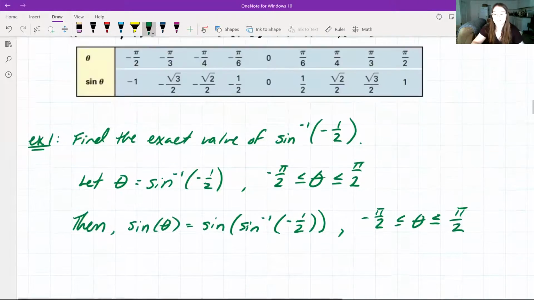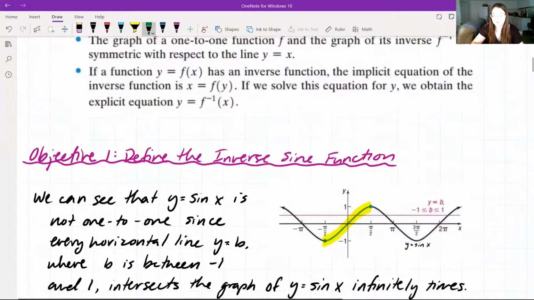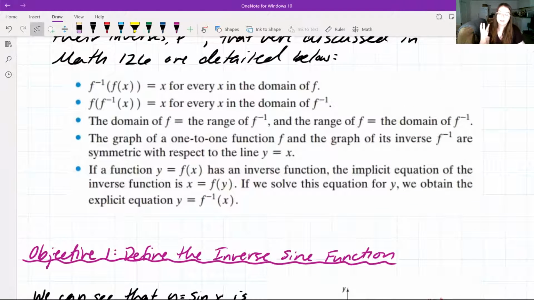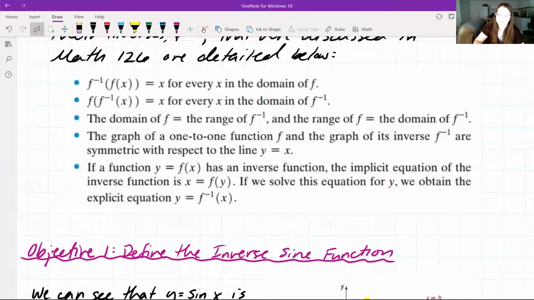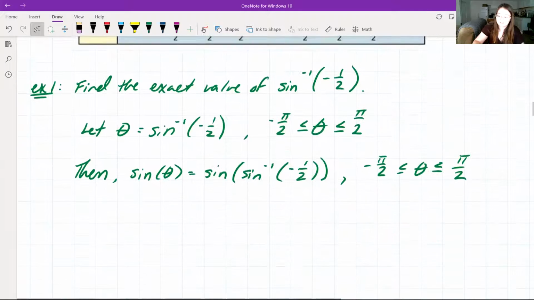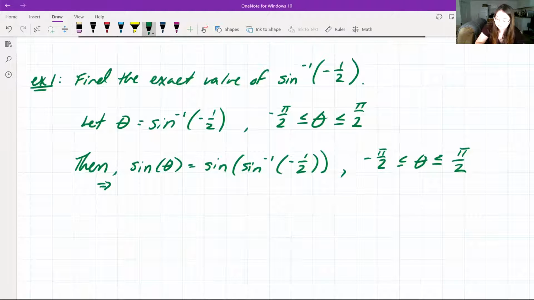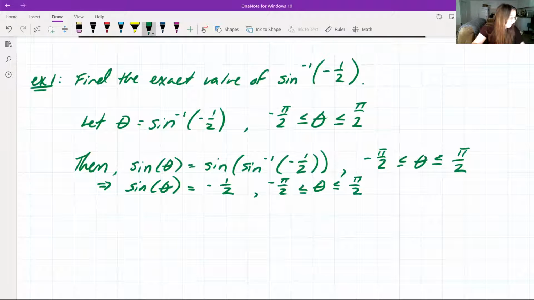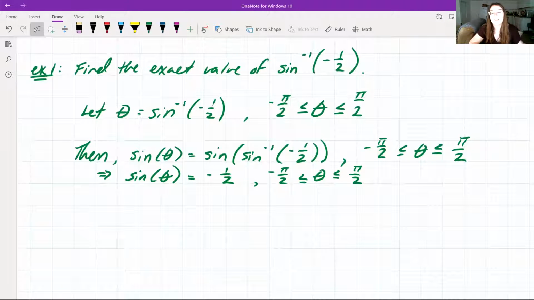What we have here is an identity that we went over in the beginning. We see f of f inverse of x is equal to x for every x in the domain of f inverse. So we have sine of sine inverse of x. In this case, this becomes sine of theta is equal to -1/2, still for theta between -pi/2 and pi/2.